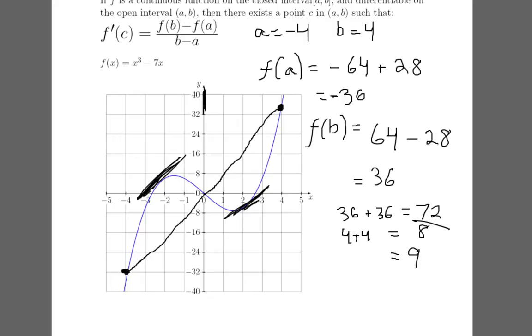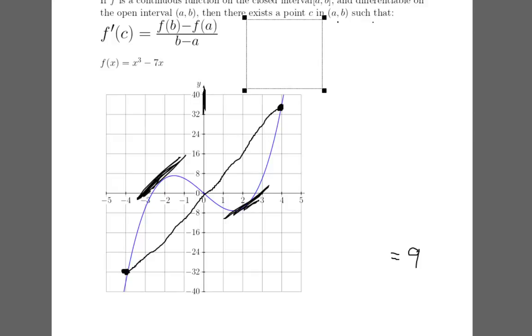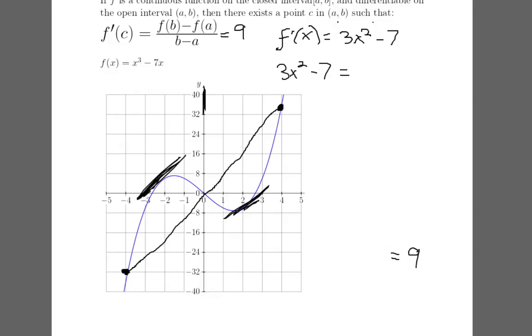But we can go ahead and calculate that. So let's white out some of this that we don't need. All right, so we know 9 is our right-hand side of the equation, so we'll put 9 up here. Equals 9. All right, so we'll calculate a quick derivative of our function here. So we have f prime of x equals, using the power rule for x cubed, 3x squared minus 7. All right, so we want our 3x squared minus 7 to equal 9.